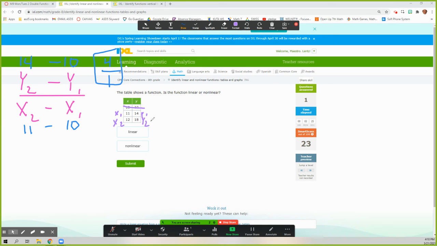Now, to see if it'd be linear, I should come up with 4, 1 as my answer. If my answer doesn't come up with 4, 1 again, it's no longer linear, because that means my slope changed somewhere. So I would do 18 minus 14, which equals 4. So far that's looking good. And then 12 minus 11, which is 1. And so my answer would be, this is linear because it has the same slope both times. Okay. If it comes out with a different slope, then the answer would be non-linear.